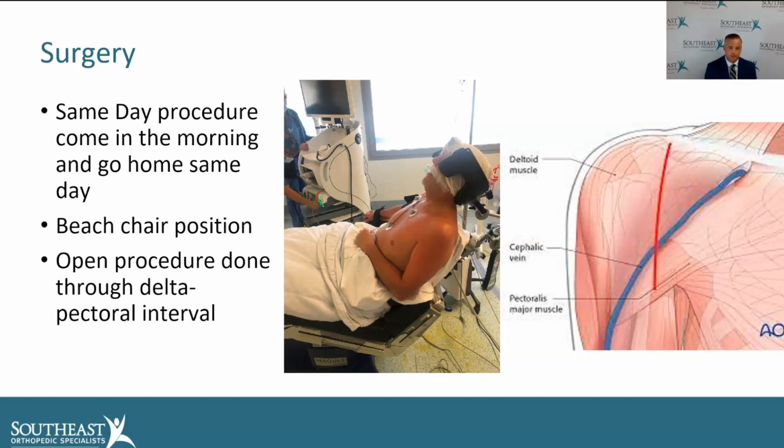It's done through what's called a deltopectoral interval. This is a natural space in your shoulder in between your deltoid, which is the prime mover of your shoulder, everyone knows what your deltoid is, and then your pectoralis major. And there's a very identifiable landmark called your cephalic vein that runs in between those two structures. We utilize that interval, which allows us to not really have to take down any muscle in order to get down to the shoulder joint itself.